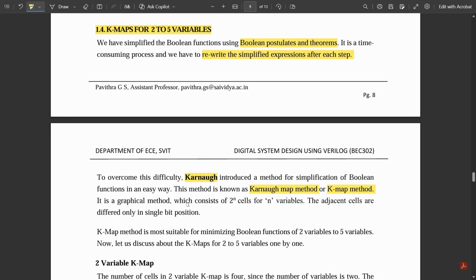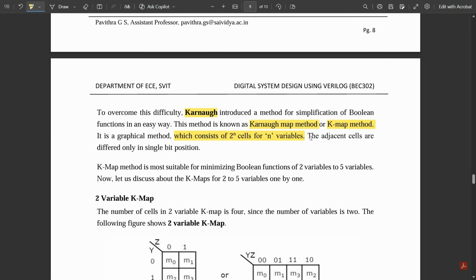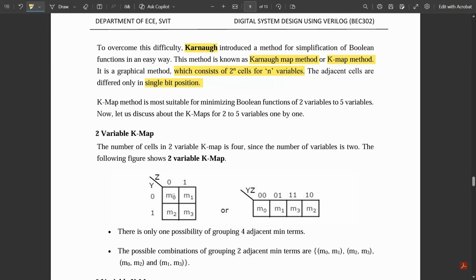It is a graphical method which consists of 2 to the power n cells for n variables. What do you mean by this? We'll get to know about it. The adjacent cells differ only in a single bit position. So that's why these boxes are there; in that we have only one bit place. You cannot represent more than one bit in that box. So how to represent that? Let us see now.